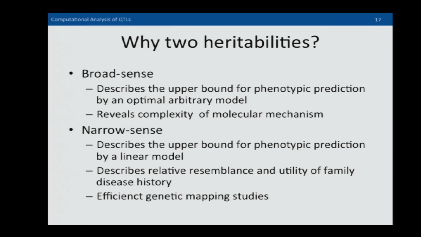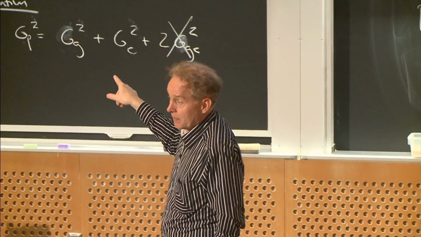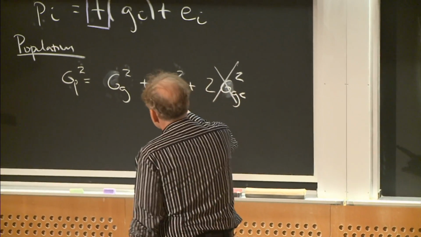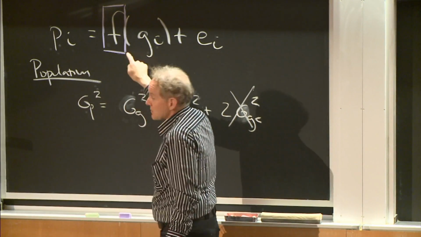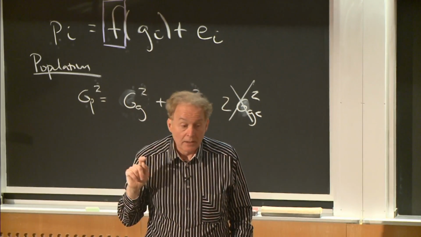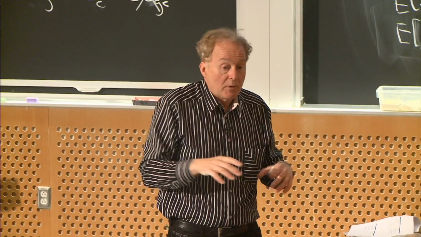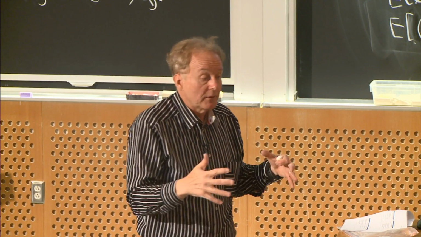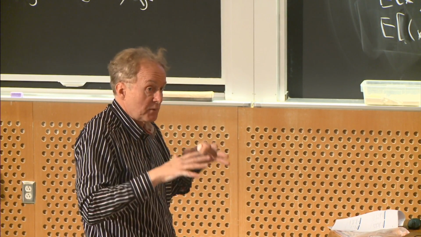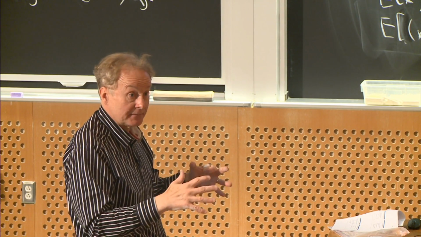And narrow sense heritability is defined as how much of the heritability we can describe when we restrict F to be a linear model. So when F is simply linear, as a sum of terms, that describes the maximum narrow sense heritability we can recover in terms of the fraction of phenotypic variance we can capture in F.